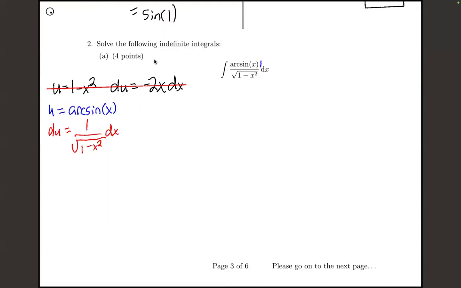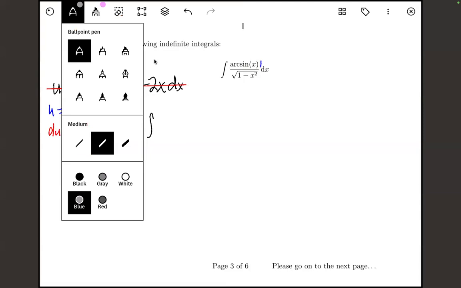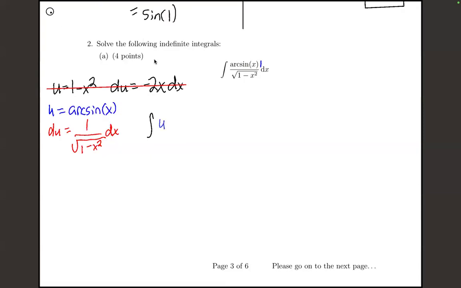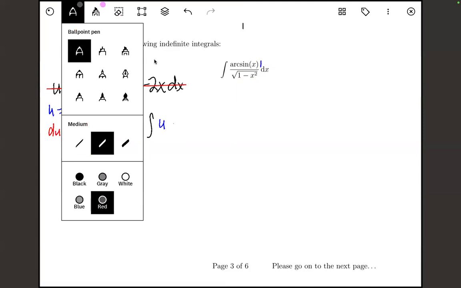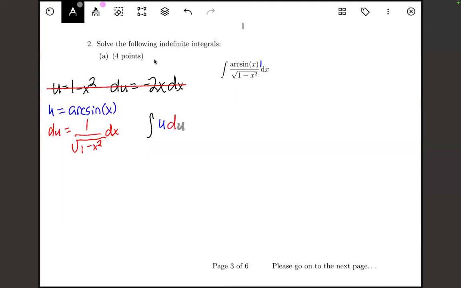Okay, so this means that we can rewrite this function as the integral of u, because remember arcsine of x is u, and just to help us visualize that, I'm going to make it blue. U, and then we have 1 over the square root of 1 minus x squared dx. Well, that is exactly what our du is. So I'm going to make that red. And so now we have the integral of u du.